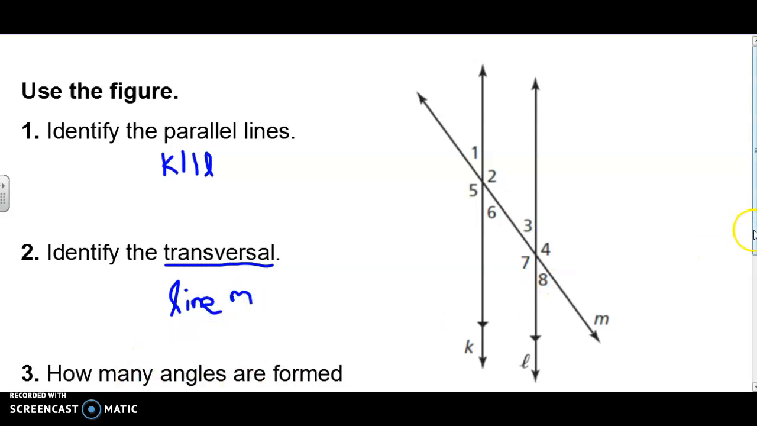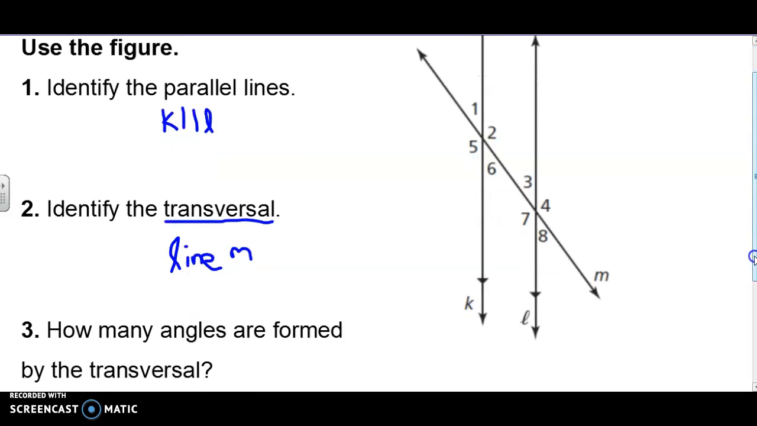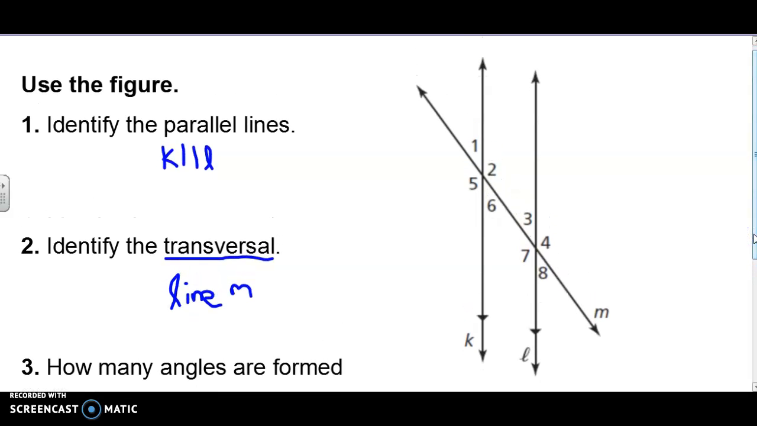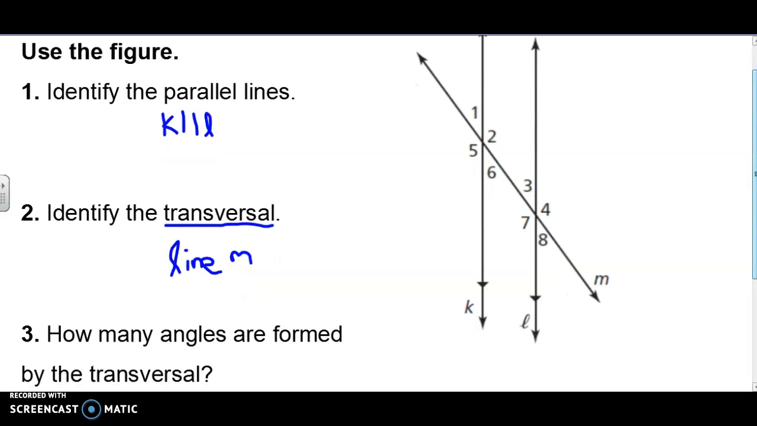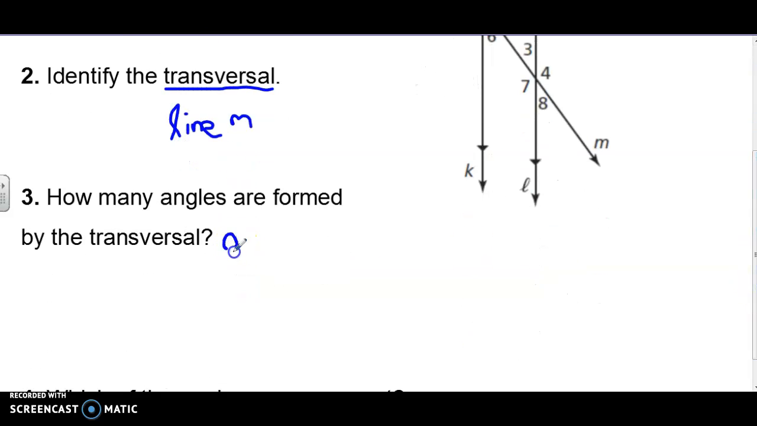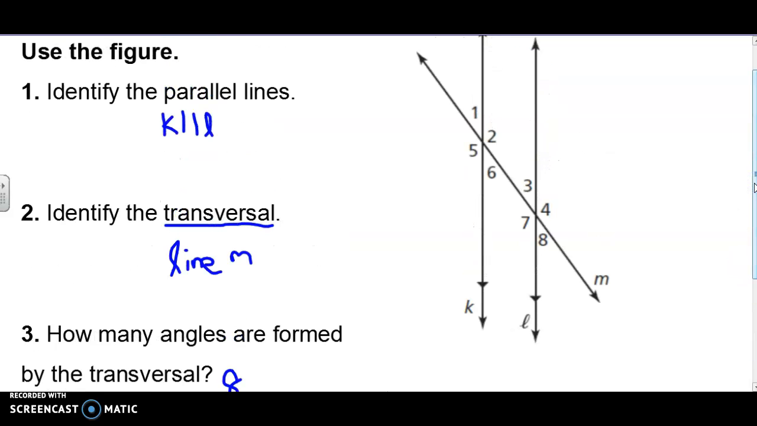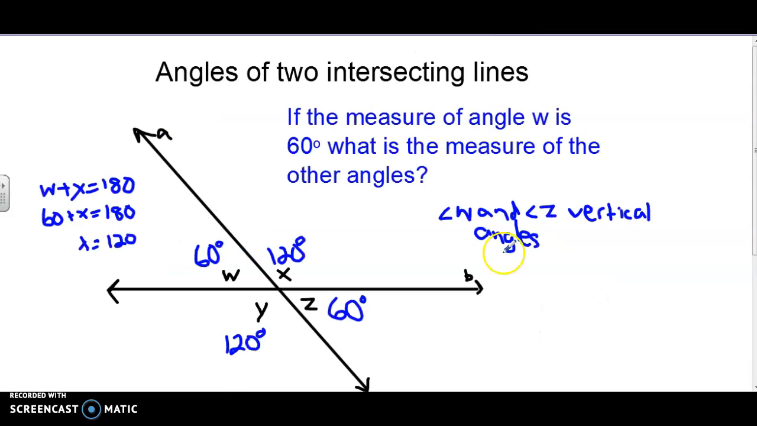Question 3 here says, how many lines are formed by the transversal? So before, when we had two lines intersecting, we had 4 angles created. When we have parallel lines being intersected by a transversal, we have 8 angles being created. So that's how many angles we have formed by the transversal. Now, these angles, there's a relationship. So when we had 2 lines before, when we had these 2 lines intersecting, we had 4 angles, and there was only 2 angle measures, right? So there's 120 and there was 60. So even though there's 4 angles, you're only going to have 2 angle measures. That's how that always works.